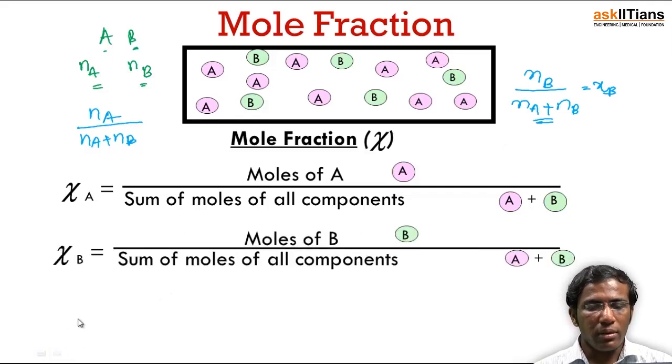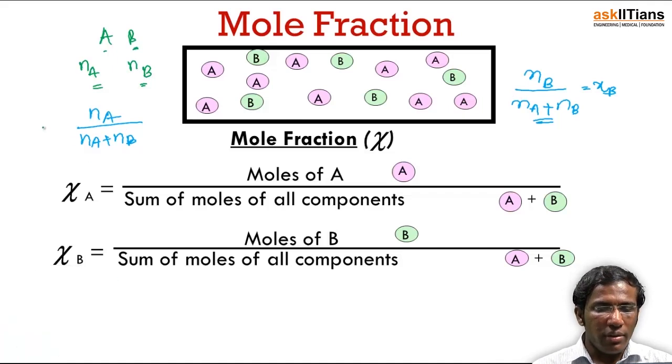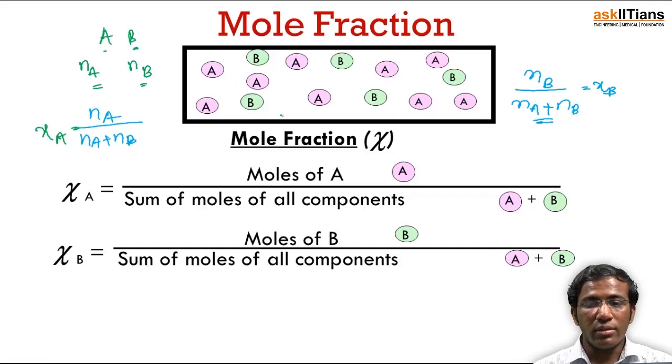Mole fraction of B, right? Which I already discussed. So if you add these two, what will you get? If I add the mole fraction of A and the mole fraction of B, what will I get? I'll get 1, because the solution contains only A and B, only two components. So the sum of the mole fractions of both components adds up to 1.